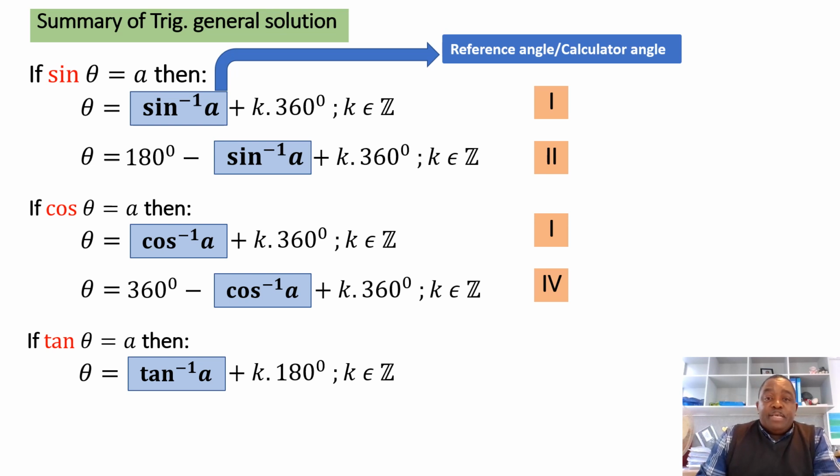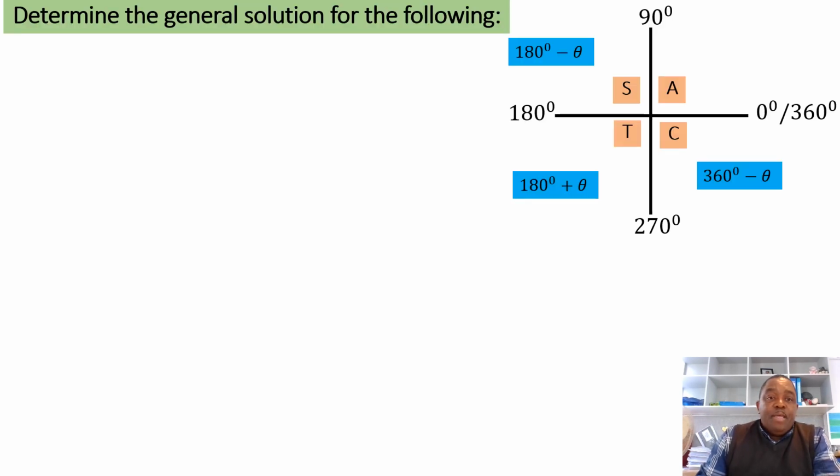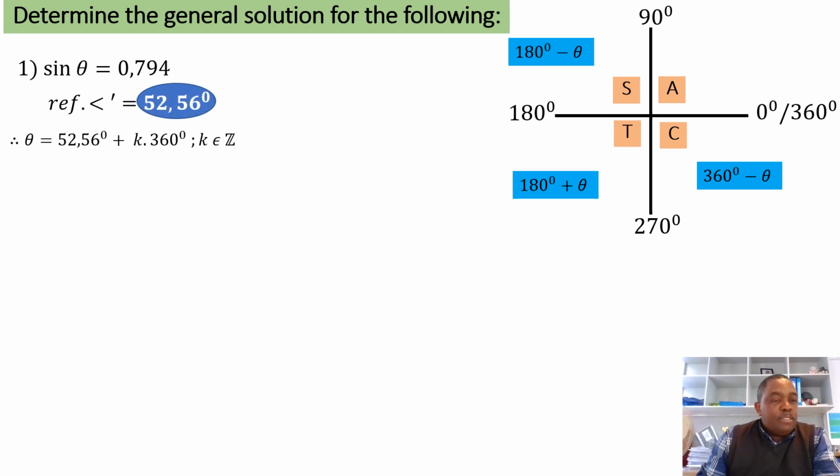Okay, let's now go to some examples. We're asked to determine the general solution. Here again, it's very important to remember your CAST diagram. Here's an example: sin theta is equal to 0,794. Well, reference angle first. Our reference angle is 52,56. That's easy. That means first quadrant, remember, we have a positive ratio. So the first quadrant would be that value repeating itself every 360.